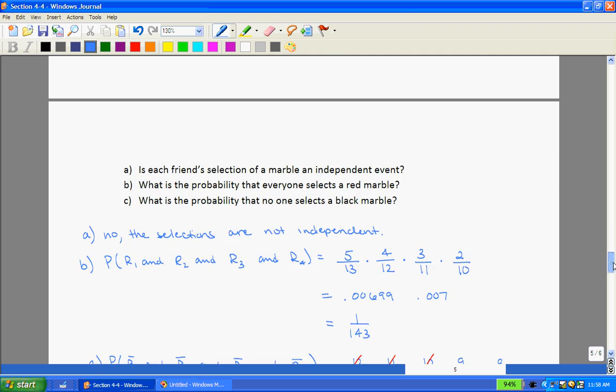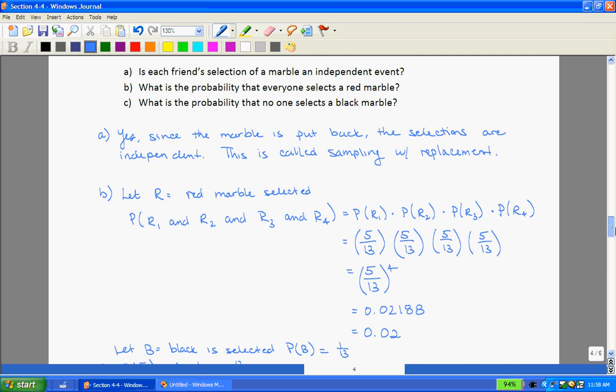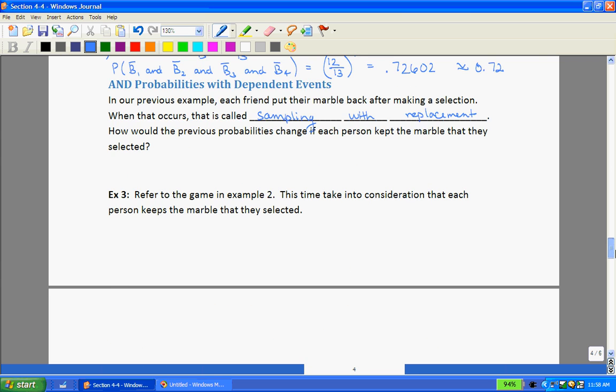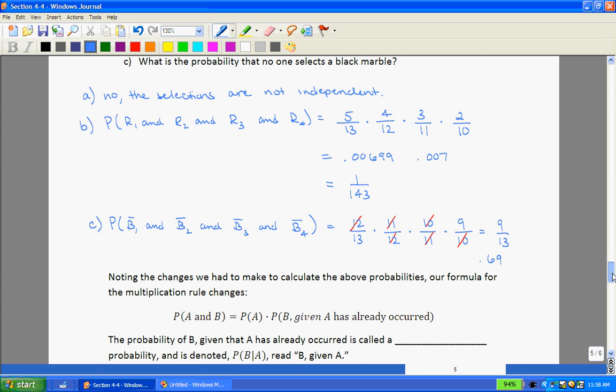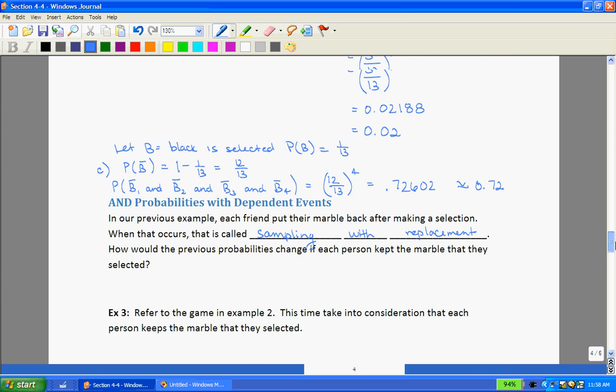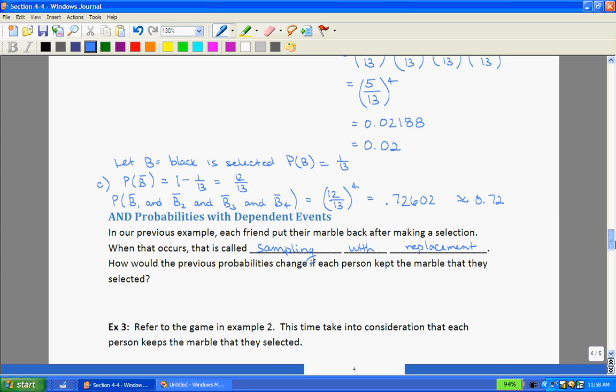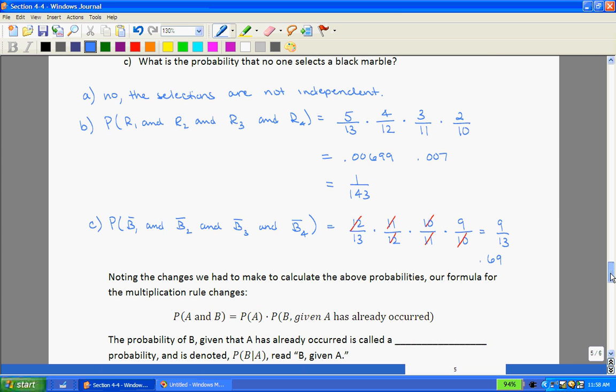So just to compare between independent and dependent, for that second event, we got 0.02 before, and down here we got 0.007, so a lot less likely. For 3, not getting a black marble, we got 0.72, but down here was 0.69. So whether the events are independent or dependent changes our answer. So when we're looking at a probability problem, we do want to ask ourselves, is sampling with or without replacement, which is going to tell us whether the events are dependent or independent.